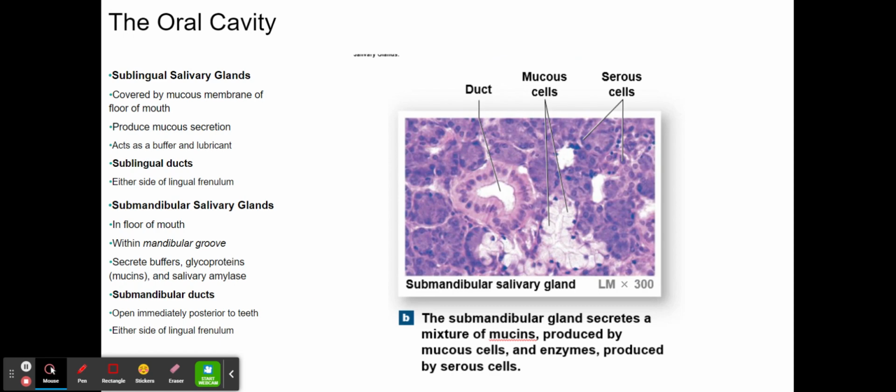2. The sublingual salivary glands are covered by the mucous membrane of the floor of the mouth. These glands produce a mucus secretion that acts as a buffer and lubricant. Numerous sublingual ducts open along either side of the lingual frenulum.